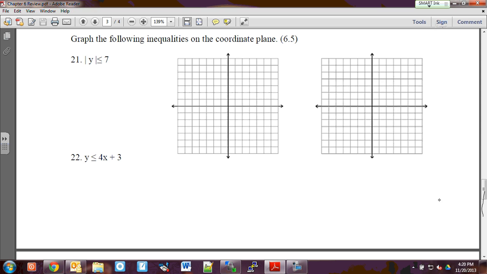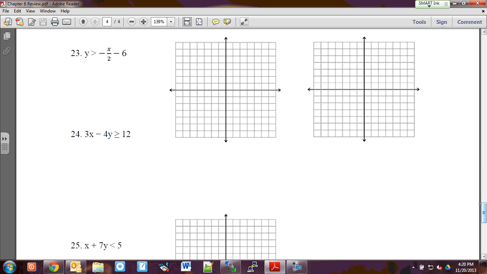Moving right along. All right. y is greater than negative x over 2 minus 6. Now remember, this negative x over 2 can be written as negative 1 half x minus 6. So it's a slope of negative 1 half, and it goes through negative 6. Here's negative 6. So we're going to go down 1 over 2, or up 1 over 2. So here's our line.